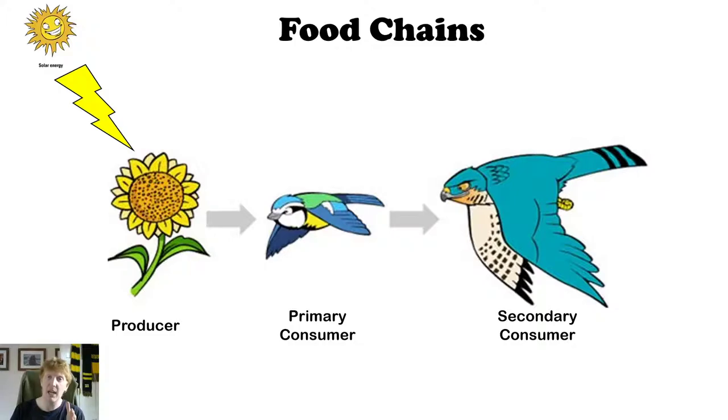Okay, we need plants to survive. If plants die, we die, plain and simple. They are the most important organisms on the planet, right? For us, anyway. All right, brilliant.